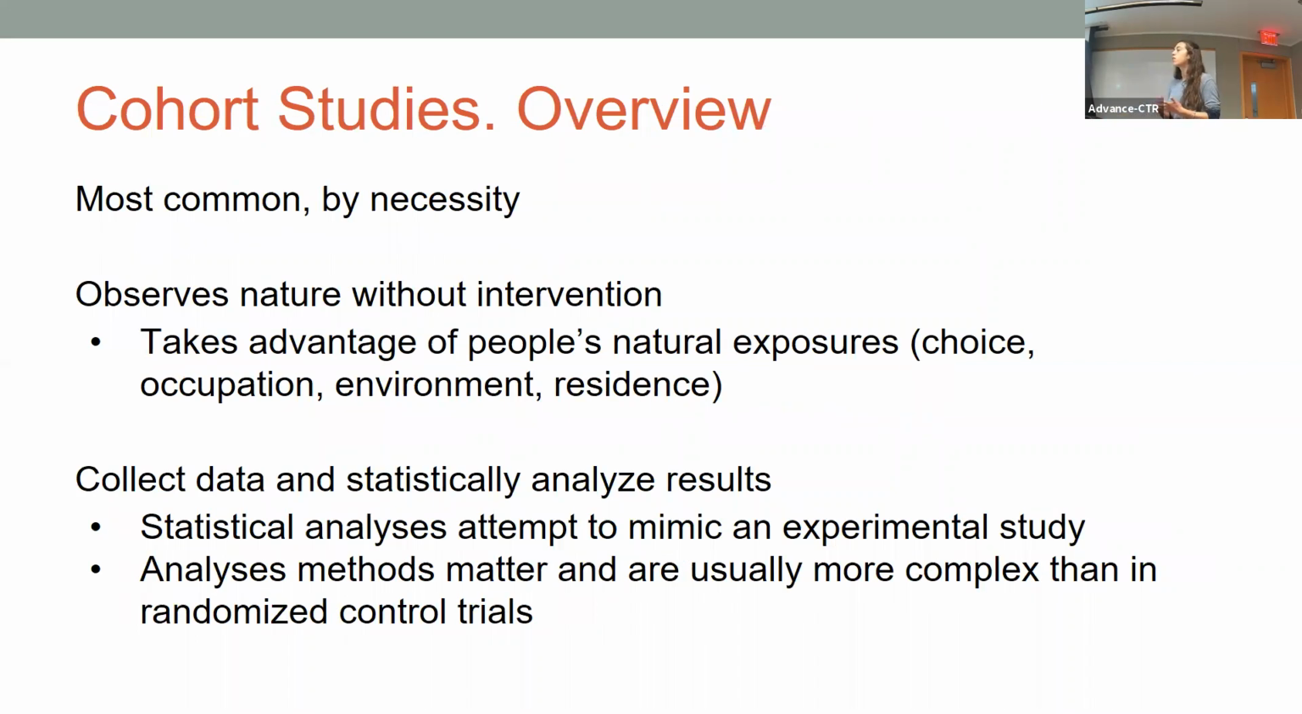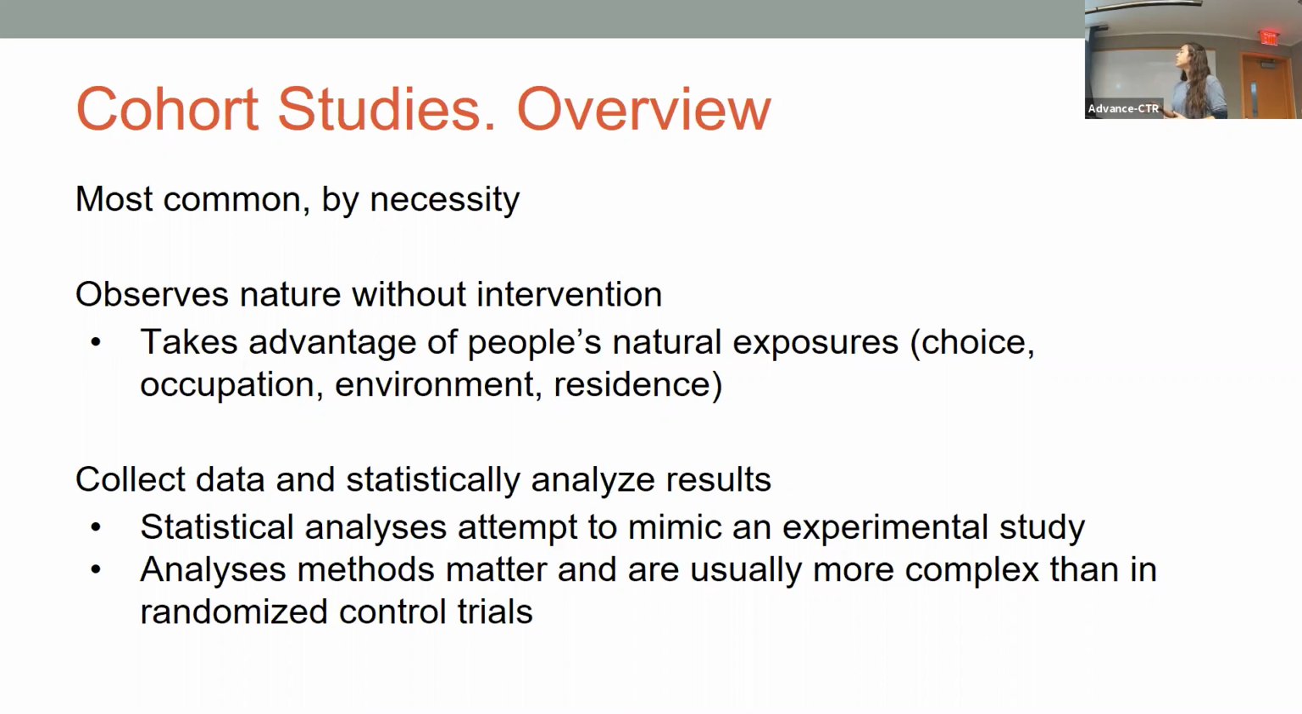So this leads us to cohort studies, which, as I've been alluding to, are a type of observational study. Cohort studies are the most common. They're more common than randomized control trials, and it's by necessity. Even though, as I mentioned, randomized control trials are the gold standard because they do allow us to infer causality, we can't always conduct them due to ethical and financial considerations. And so a lot of the time we are left with the information provided by a cohort study.